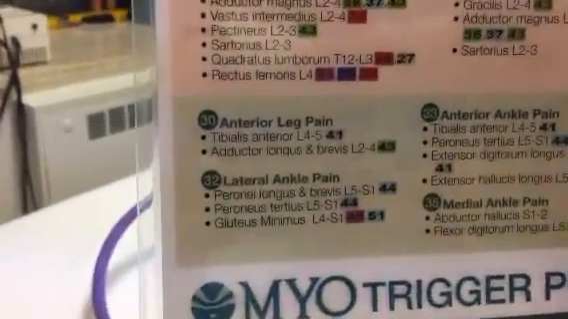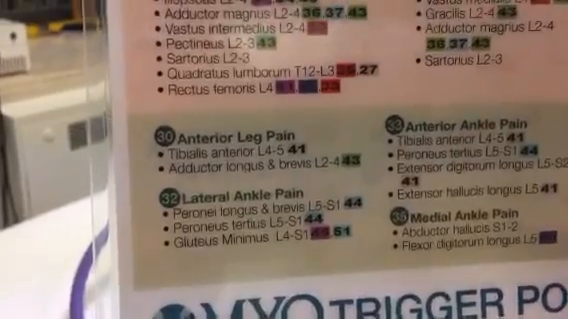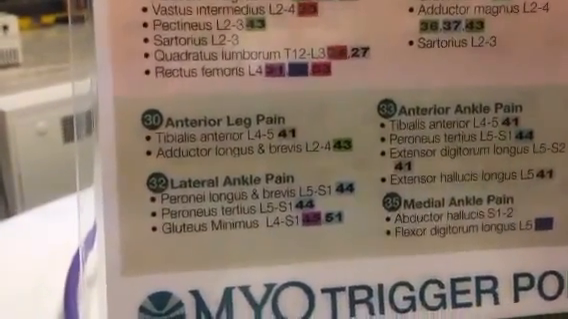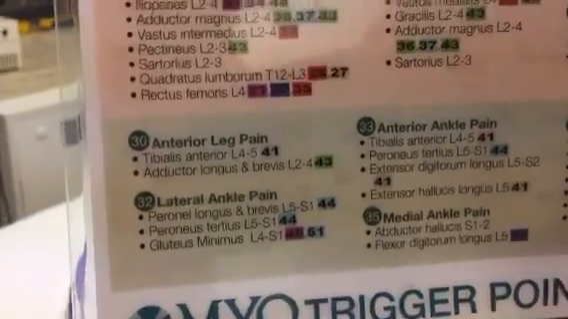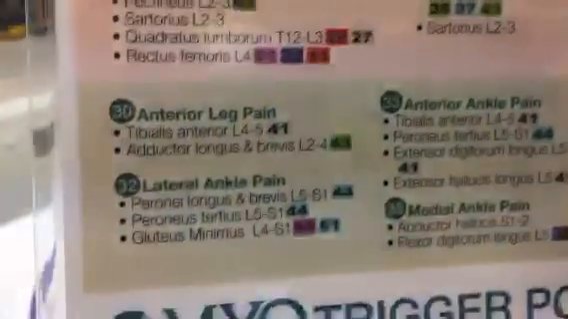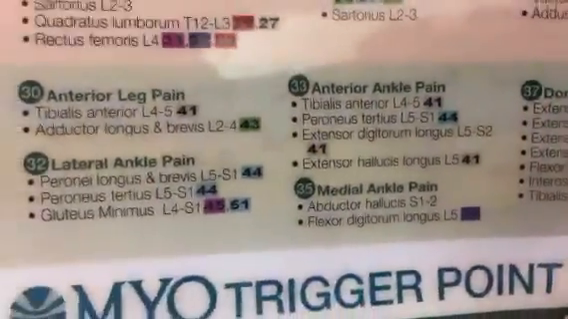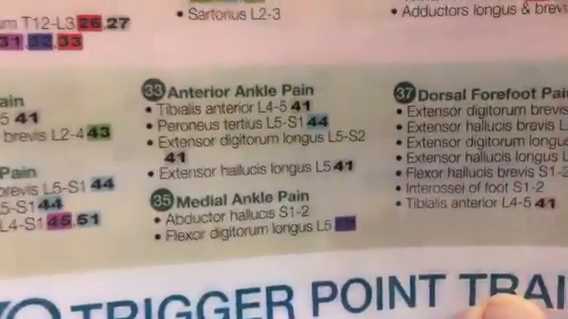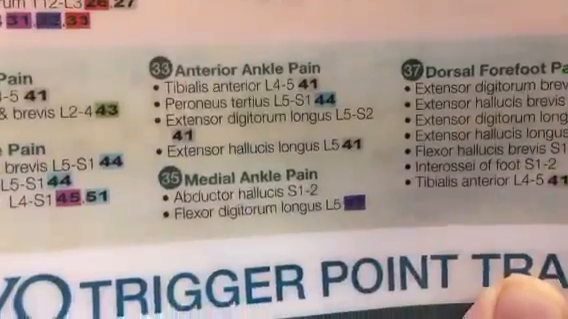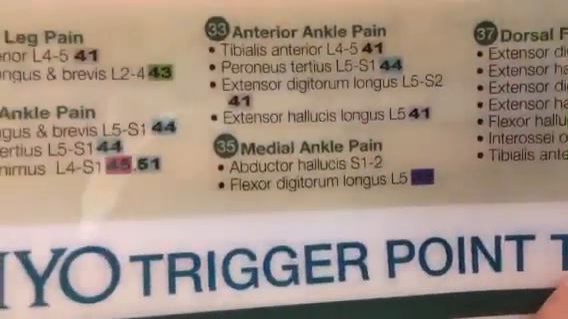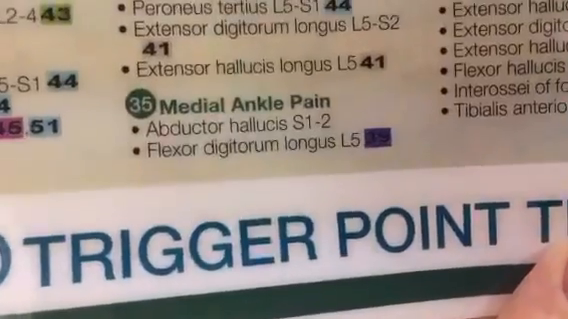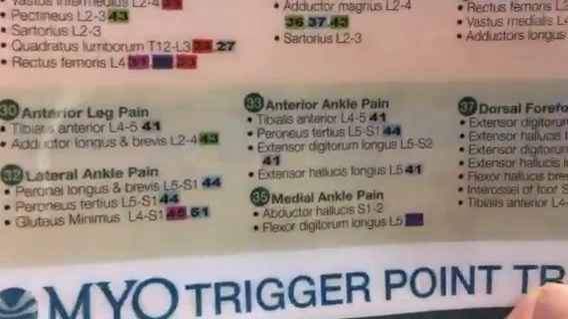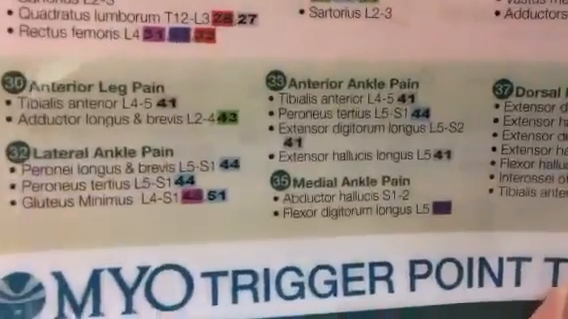Great. So we did it. Everybody see, we did the tibialis anterior, and we did the adductor longus and brevis. The adductor longus brevis is the only one that's out of the area. That's up in the thigh, but it refers pain down to that area. Everything else is down in that area. Tibialis anterior, then peroneus tertius, extensor digitorum longus, and extensor hallucis longus, and then abductor hallucis, and then flexor digitorum longus. So that's not bad. A lot of really cool muscles in a very cool area of the body.